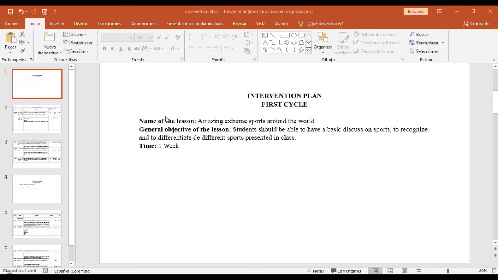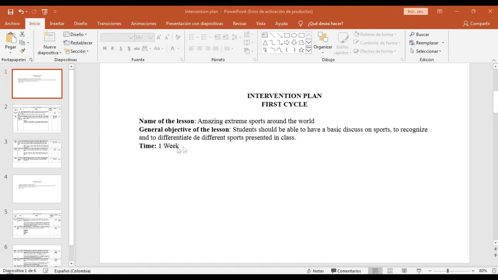Welcome to my small presentation on the intervention plan cycles that we have to do for PPI 3. So let's begin. The name of the lesson is Amazing String Sports Around the World. The general objective of the lesson is that students should be able to have a basic discussion on sports, to recognize and to differentiate the different sports presented in class.